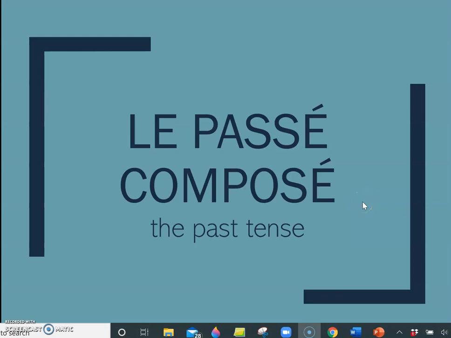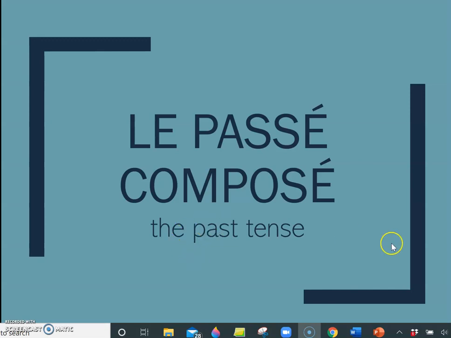Today we are going to talk about the past tense in French. It is called le passé composé. You use the past tense whenever you're talking about what you have done in the past. So you are recounting events that happened this morning, or things that happened yesterday, or something that happened to you when you were 5 years old. We will use le passé composé to recount those events.